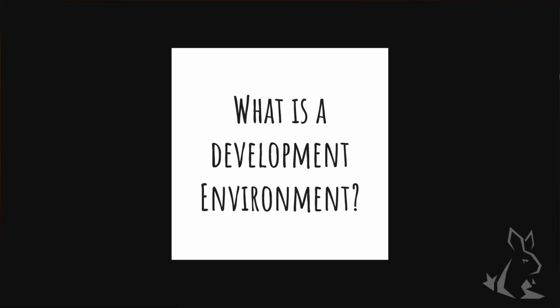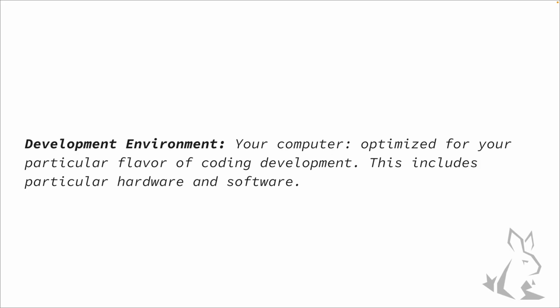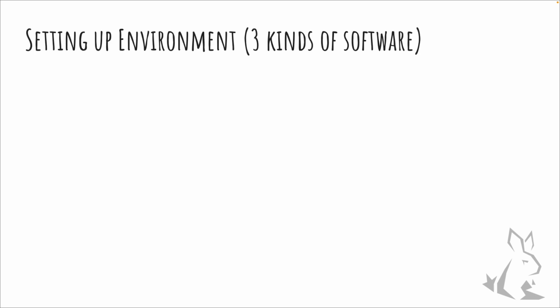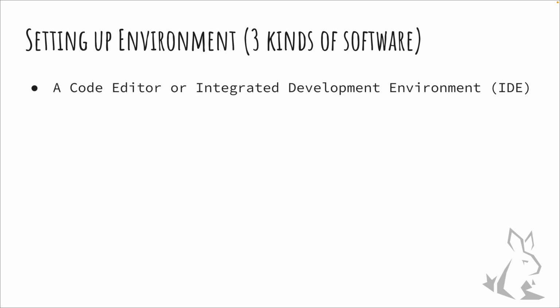Let's go ahead and define a development environment. A development environment is your computer and the software you need to write and distribute your finished code. Simple as that. And so when it comes to setting up your development environment, there are three kinds of software that you need. Your first one is a code editor, often referred to as the IDE or the Integrated Development Environment. We'll talk a little bit more about what that means later.